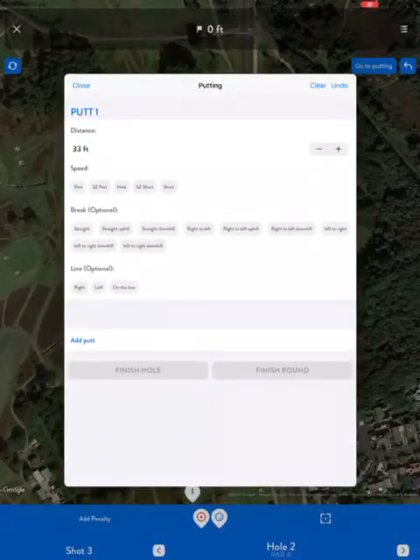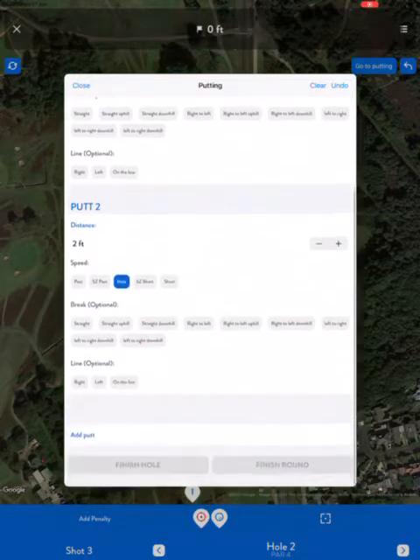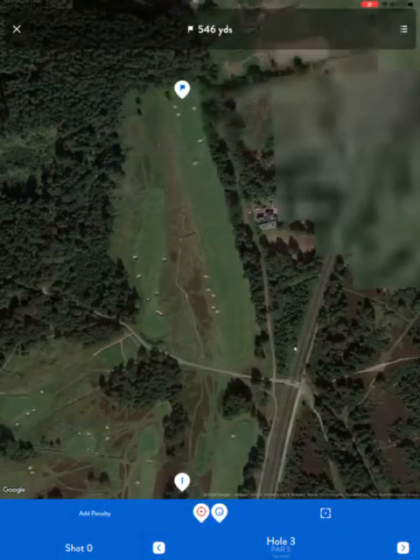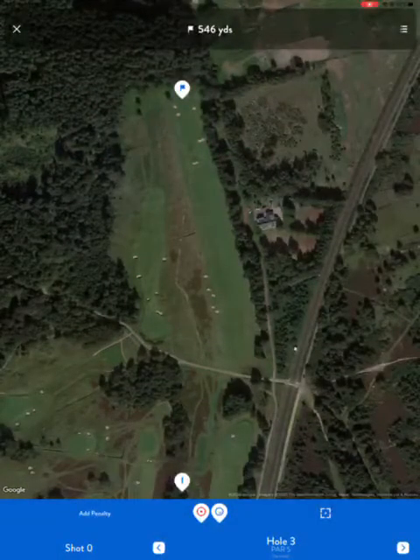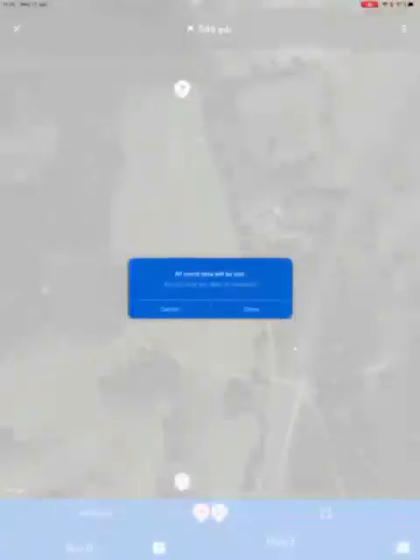I had 33 foot. I hit it into that 2 foot past range for speed. I then had a 2 foot tap in that I holed. Finished the hole. As you can see, the entry is very, very fast, and the benefit of it being on the maps is it helps you remember the shots as well.